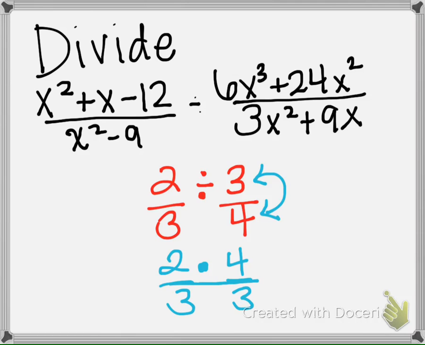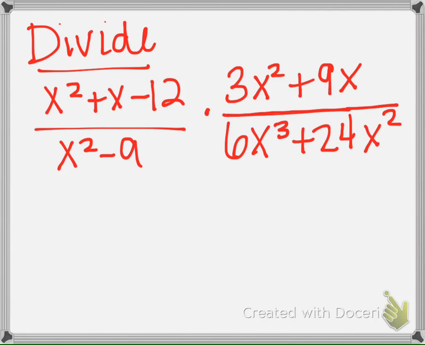And then after we've done that, we can divide out the common factors. This particular problem here doesn't have anything. And then we multiply straight across. Well, same thing here. We need to change this to a multiplication, and we need to flip this fraction. So now we have this.